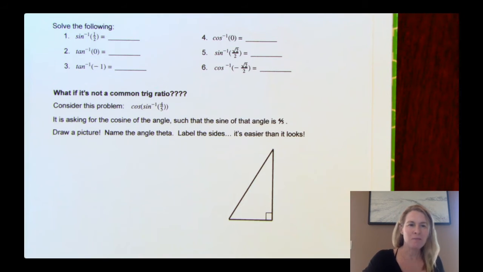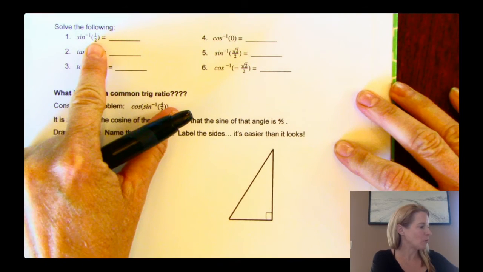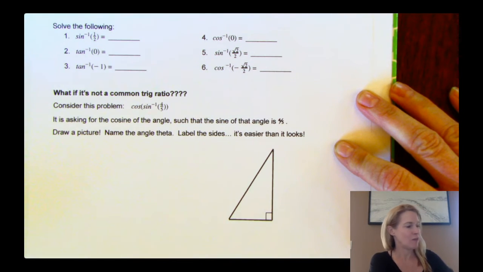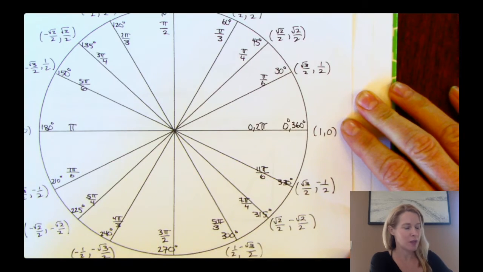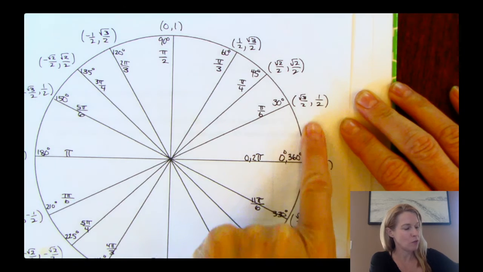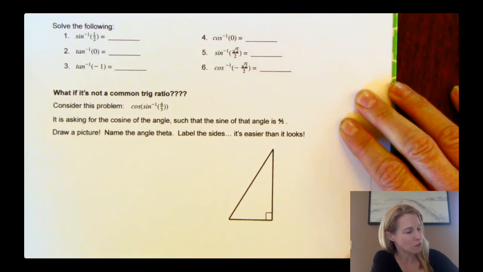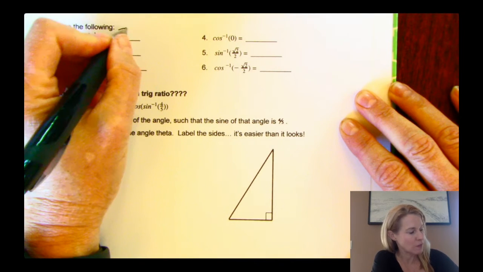So welcome back. You took some time to solve these 6 trig inverse problems. Let's take a look and see how you did. So we're looking for sine inverse of 1/2. Remember that we're looking between negative and positive pi/2, and sine is the y value of each coordinate. 1/2 goes with pi/6. So that solution is pi/6.